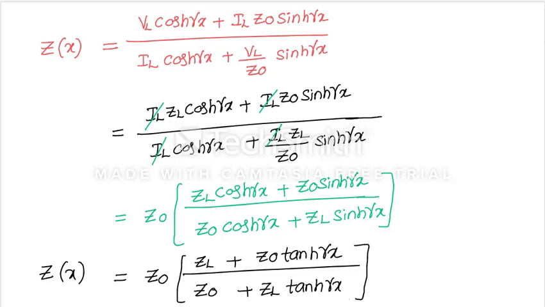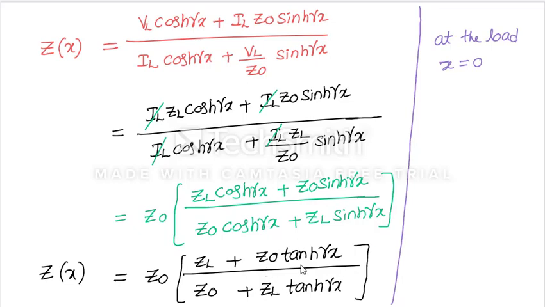What is the Z of x? This is the impedance at any point inside the transmission line. Let us consider I want the impedance at the load. What should I do? For that, at the load, I want the impedance now here. Tell me what I should do. I should replace x value equal to 0.